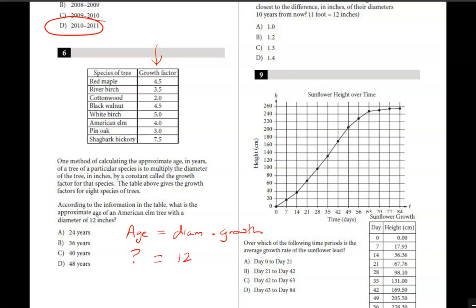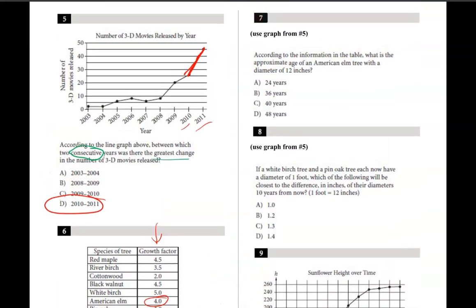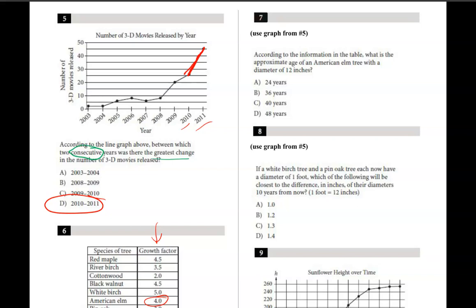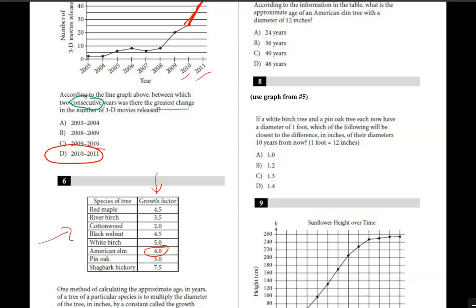What is the age of an American elm with a diameter of 12 inches? So the diameter is 12. The growth factor of the elm is right here. So that's 4. So 12 times 4 looks like 48 years old. So the correct answer there is D. Moving on up to number 7. And we need to use the graph from, I don't believe that's number 5. I think there's a typo there. That should be from number 6, which is our chart over here.